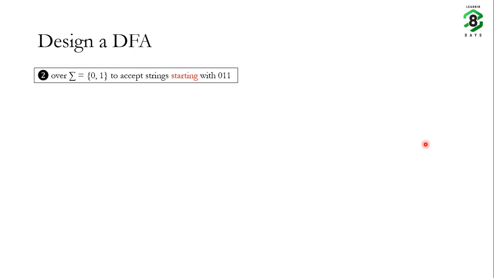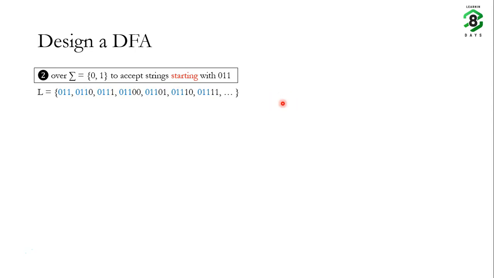Okay. So, let's now design a similar DFA which now accepts strings starting with 011. So there are three length string 011, and all strings starting with this prefix should be accepted by our DFA. So what kind of a language then this DFA will accept? All strings starting with 011, right? So 011, 0110, 0111 and so on. Any string that starts with 011 should be accepted by our machine.